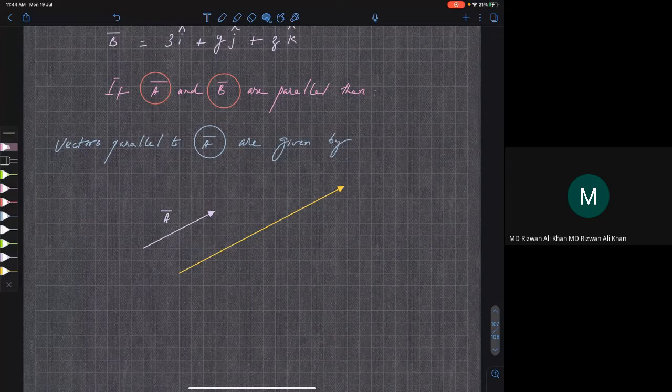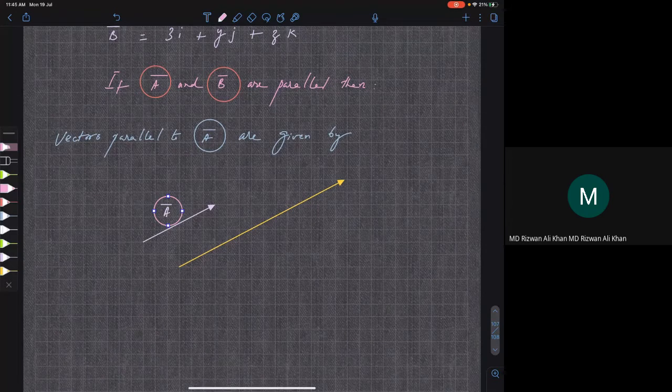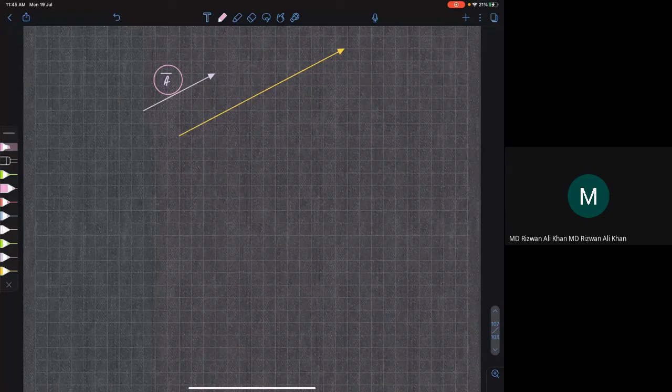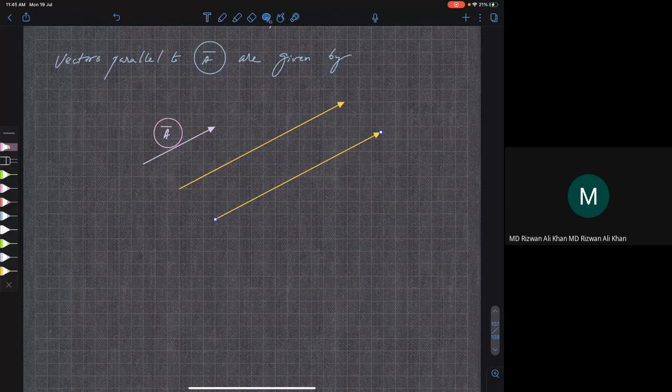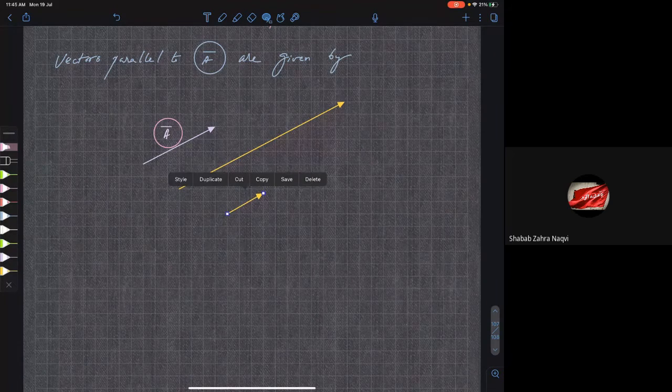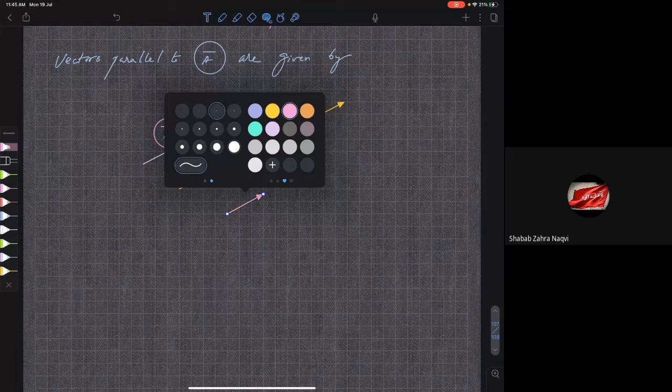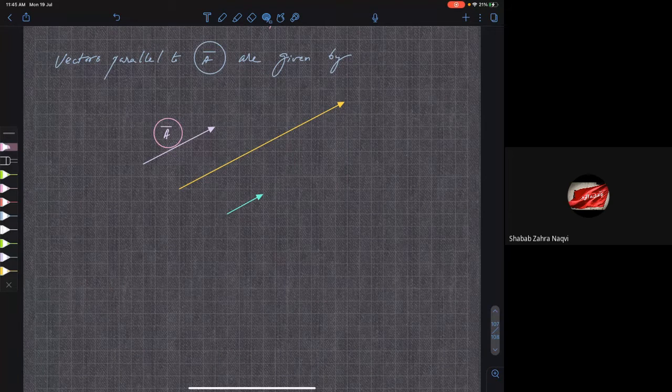Cross product. If I have vector A bar, how to get another vector which is parallel to A bar? How to write this yellow color vector? How to get this yellow colored vector? Or how to get this vector? Where is B? Where do I have B? How to get this light cyan color vector? How to get this yellow color vector if I have A bar? Tell me.